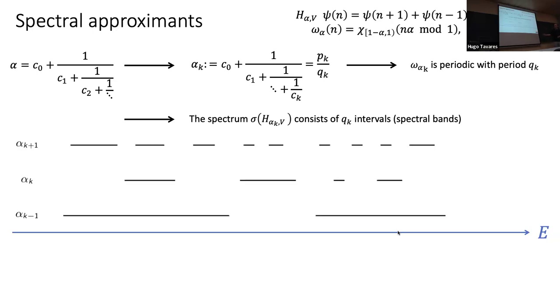So let's plot it. Let's choose a few alpha_k's. Cutting after k minus one steps, then after k plus one steps, you get two intervals, then four more intervals. So this is a kind of hierarchy of the spectrum.